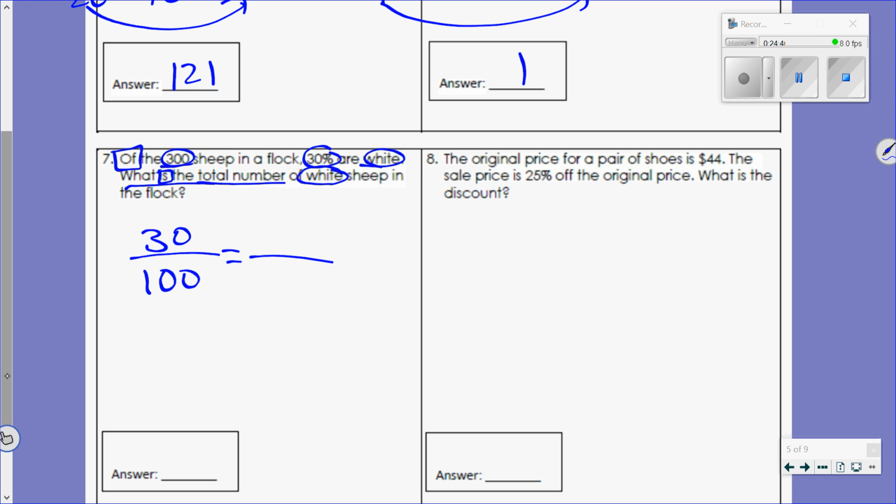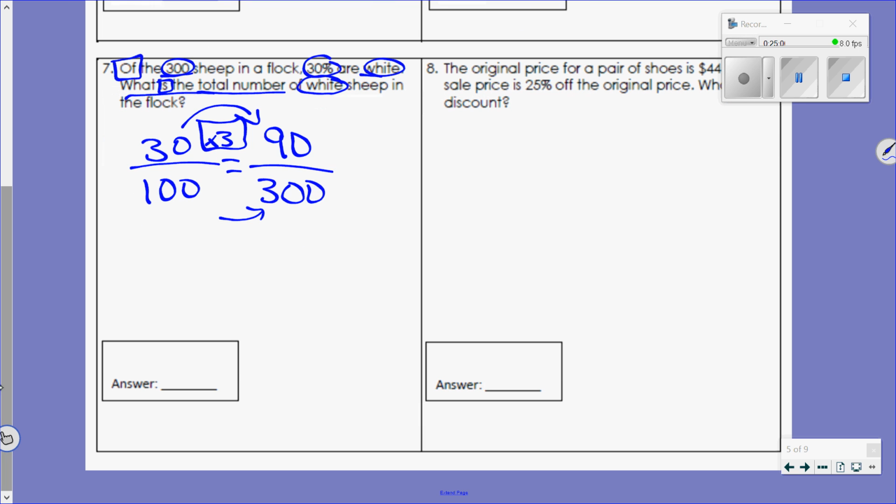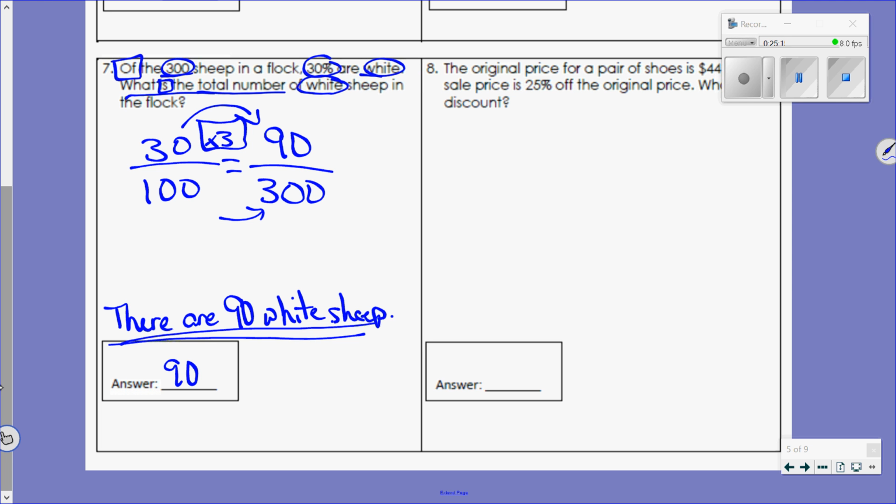So the key is that the 300, the of, or the is? Of. I mean, number 1, it's basically right after the of. Number 2, that's my total number of sheep, right? How do I go from 100 to 300? So 30 times 3 is? 90. So there are 90 white sheep. Because we're now looking at a word problem, we'll throw in our full sentence answer, correct? Make sense?